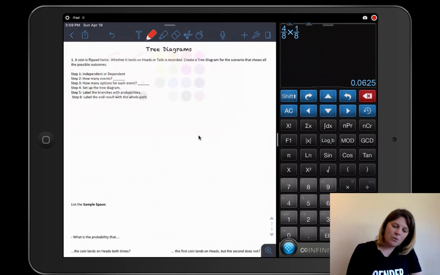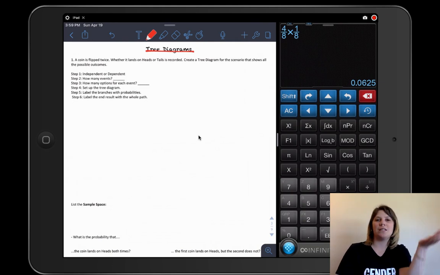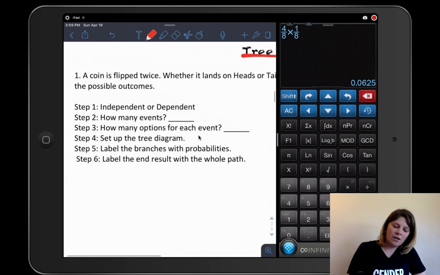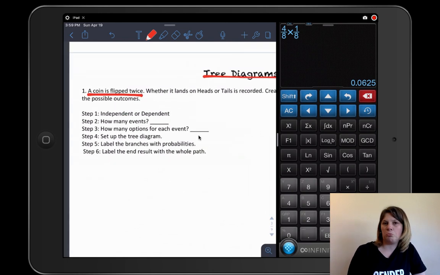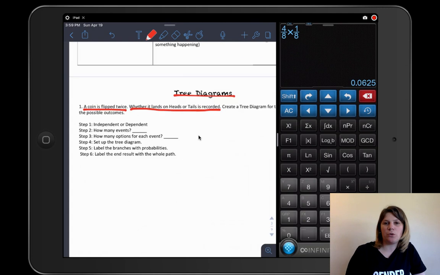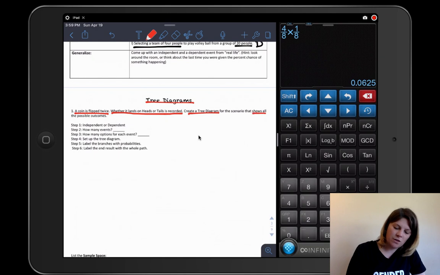All right, so we're going to talk about tree diagrams now. Tree diagrams help us figure out how many possible ways multiple events could happen, and they also help us visualize independent versus dependent events and probabilities. So here we have our scenario. A coin is flipped twice. Pretty simple, right? Just flipping a coin twice. Whether it lands on heads or tails is recorded. And we're going to create a tree diagram for this scenario that shows all the possible outcomes.